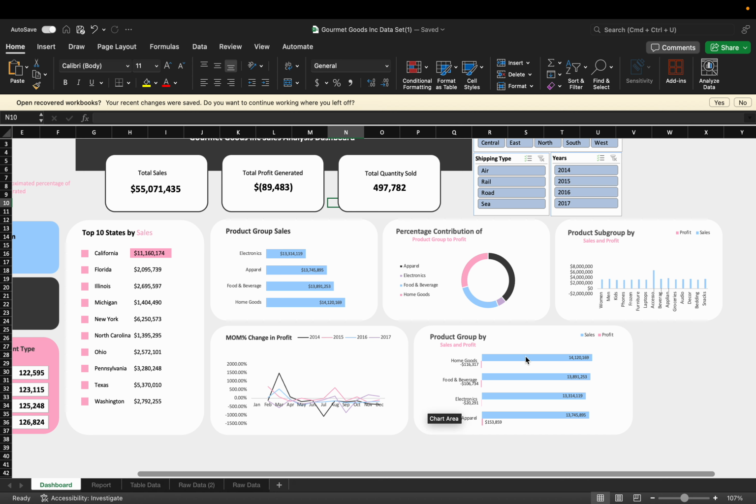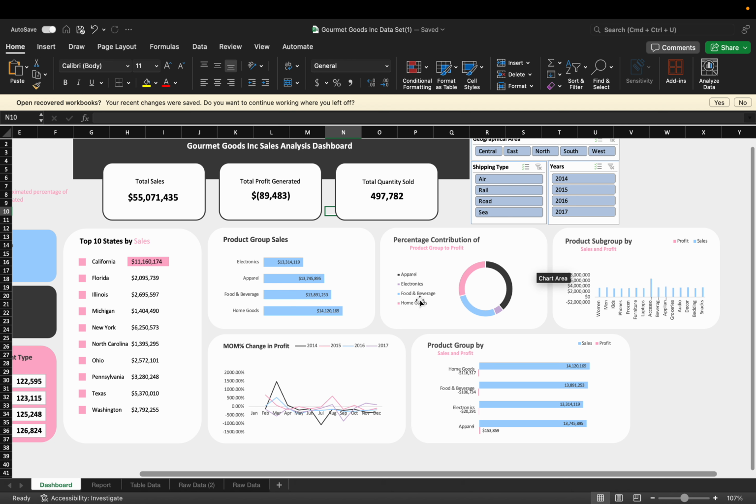For each one, we see the value of the sales highlighted in blue, and then profits for home goods, food and beverage, electronics, they are all in the negatives. Only apparel has a positive profit value. And then we also have the profit and sales in the product subgroup. Right now, accessories I believe has the highest in terms of the sale amount.